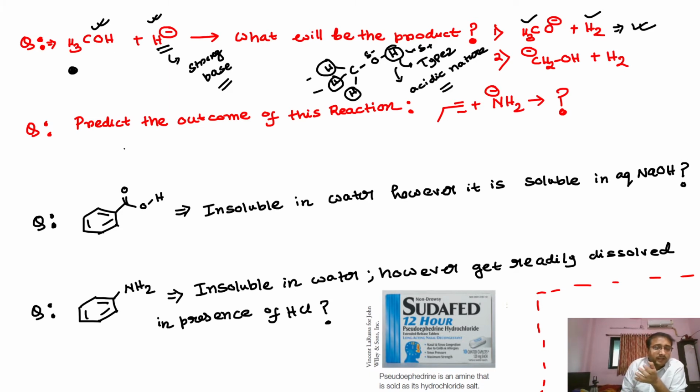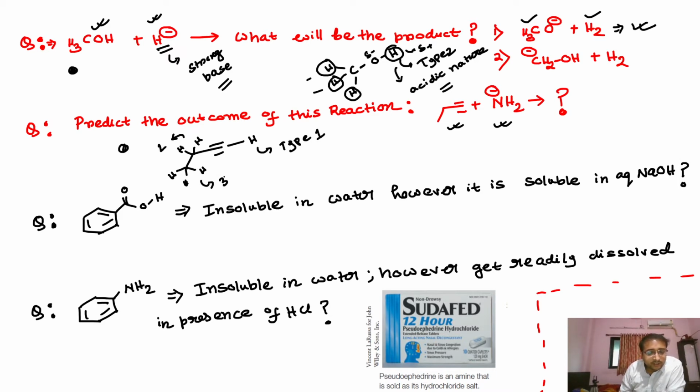Here is a similar type of question: the reaction between this compound and this compound, that is, an amide and this alkyne compound. Here also there are basically three types of hydrogen. This is type 1. Here there will be two hydrogen atoms, which will be type 2. And with this carbon atom three hydrogen atoms are bonded, which is called type 3.